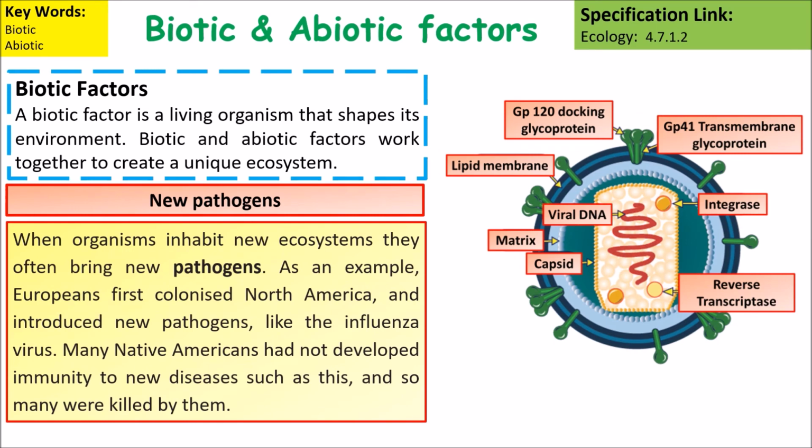When a new pathogen enters an ecosystem, it can have a devastating effect on it. So as an example, Europeans first colonised North America and introduced new pathogens like the influenza virus and the smallpox virus. So many Native Americans had no immunity to it, so many of them were killed by these viruses.